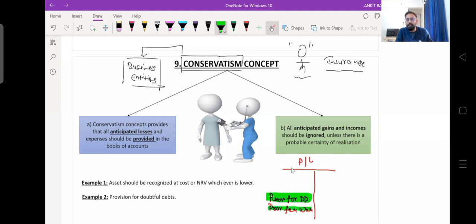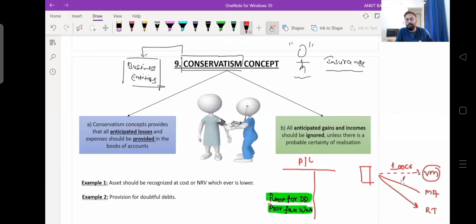Provision for doubtful debt means the company has performed some credit sales. Say the company has sold goods to a person like Vijay Mallya, with a total value of 100 crore rupees. The company has also sold goods to other parties, let's suppose Mukesh Ambani and Ratan Tata ji: 1000 crore and 5000 crore. These are credit sales, so the total sales is 100 plus 1000 plus 5000, which is 6100 crores.